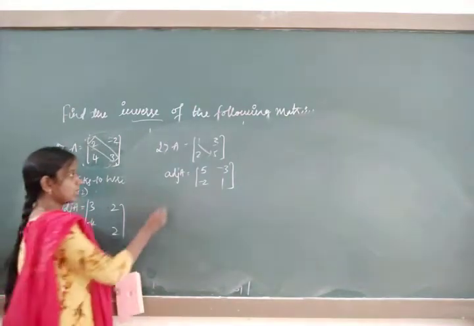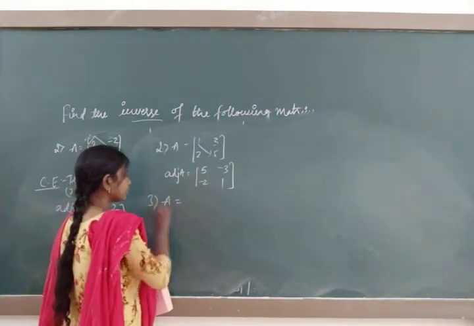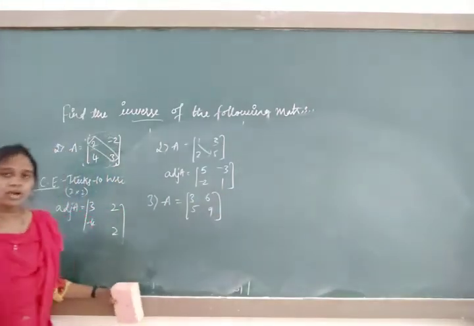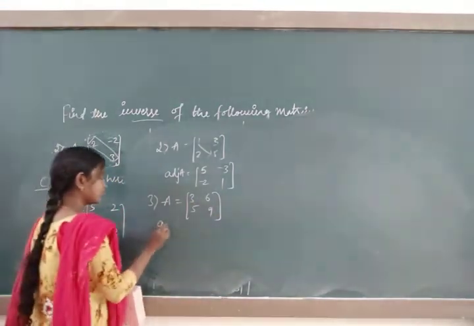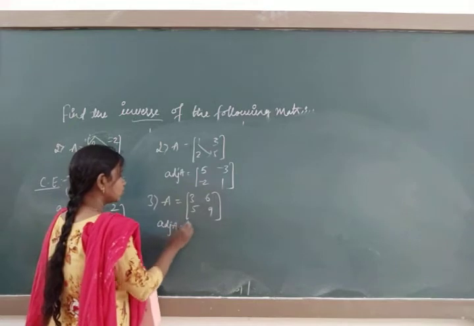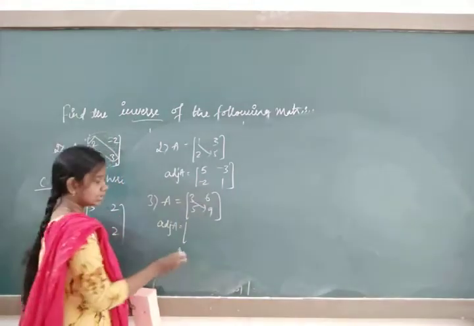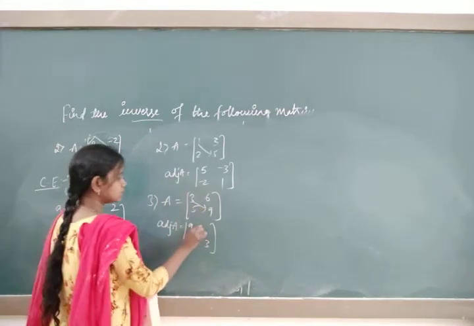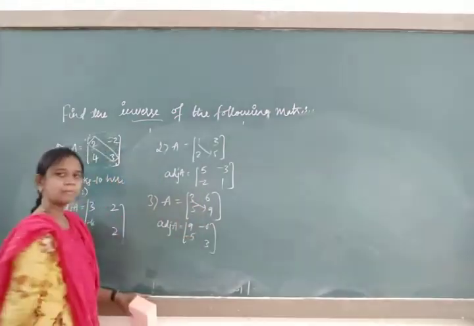Take one more. A is equal to 3 6 5 9. How to write the adjoint A for this? Adjoint A is equal to, interchange the primary diagonal, it's 9 3, and what about this one? Change the signs: minus 6, minus 5.